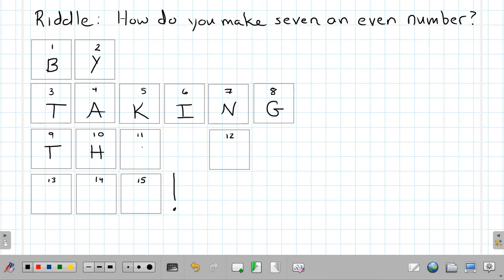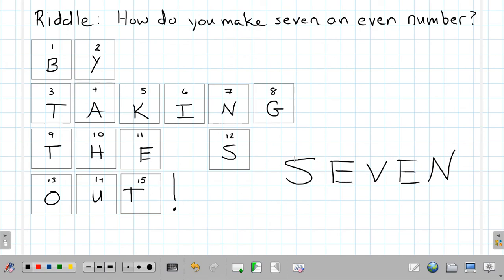So by taking the, once again, same kind of thing, equation 9 and equation T, equation 10 and equation H, equation 11 and equation E. Those are all going to have the same answers. And then 12 is S, so taking the S out. So O with 13, 14 with U, 15 with T, and then of course, 12 with S. So how do you make 7 an even number? Well, take out the S, and then you have even.